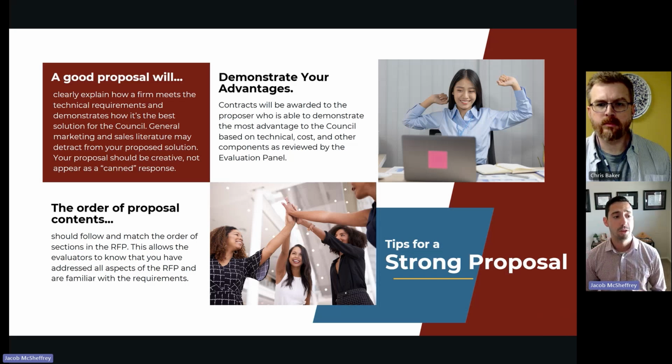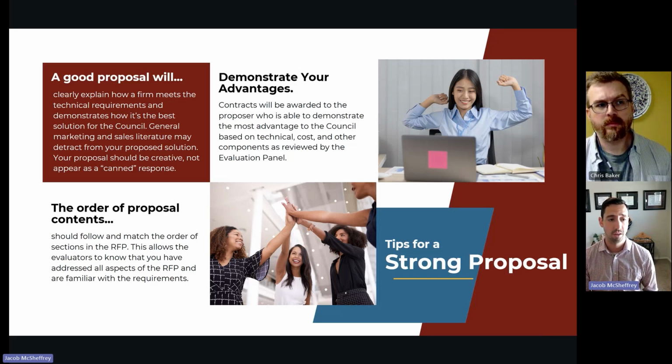The order of proposal content should follow and match the order of sections in the RFP. This allows the evaluators to know that you have addressed all aspects of the RFP and are familiar with the requirements. And that's what Chris had mentioned, is that if Section 4 says personnel, your Section 4 should be addressing personnel, not be your cost approach. You don't want them to have to be searching for all these things to get the information, or searching for all the stuff to make sure you addressed everything.